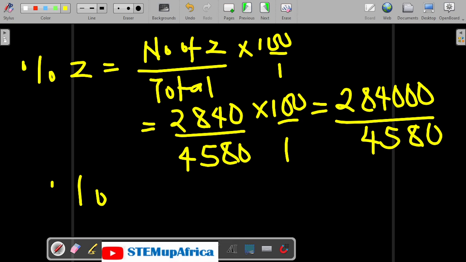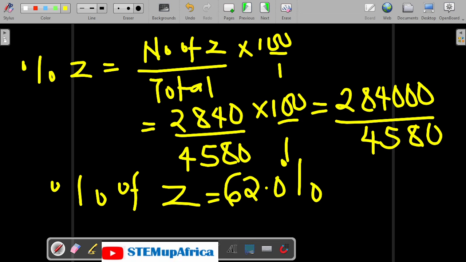So what is the percentage of z now, which is of men? Divide by 4, 5, 8, 0. That will give us 62.0%. So the percentage of men that took part in the exercise was 62%.